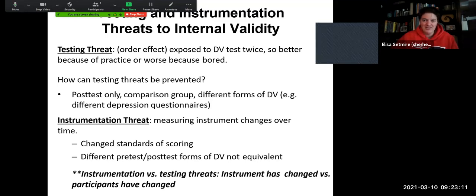Sometimes the instrument has to change. Maybe it's no longer available, or we find that it's not working for us. But that would be a threat to internal validity that's based on the instrument itself changing over time. So the instrument changes versus the participants have changed. Those are two interesting things to distinguish here. With an instrumentation threat, the instrument or test we're using changes, versus a testing threat, where the participants themselves have changed.